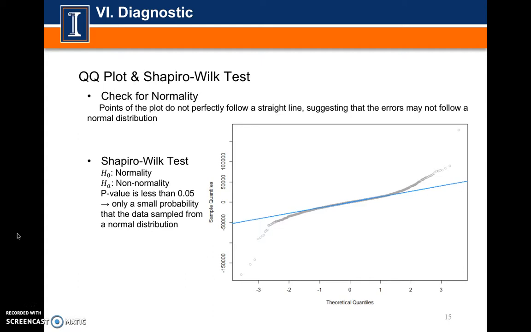Points of the plot do not perfectly follow a straight line, suggesting that the errors may not follow a normal distribution. The test result from the Shapiro-Wilk test gives us a similar conclusion, that is, the p-value is less than 0.05, suggesting only a small possibility that the data sample is from a normal distribution.